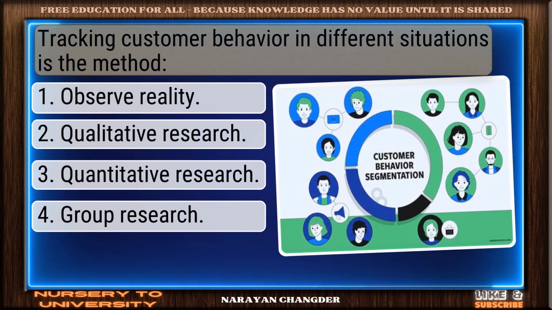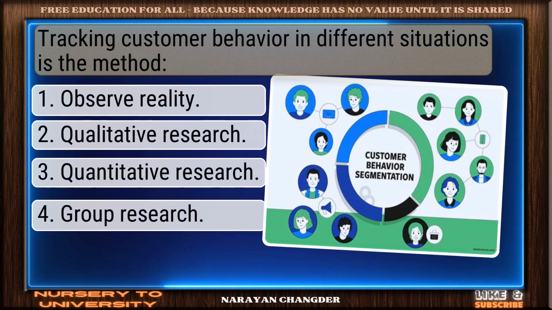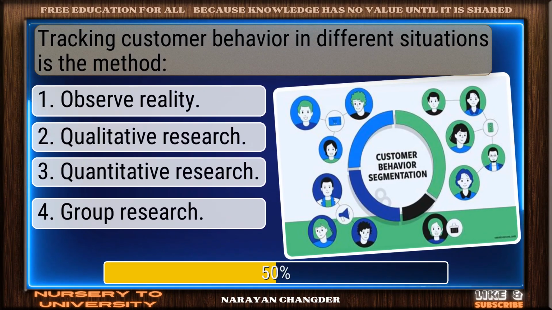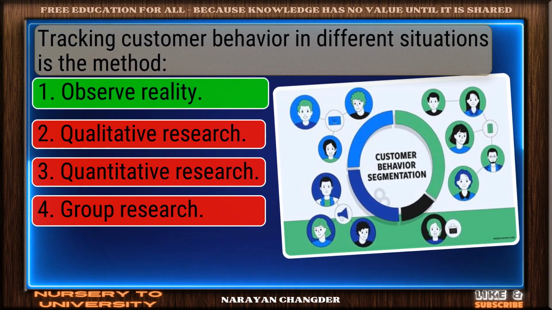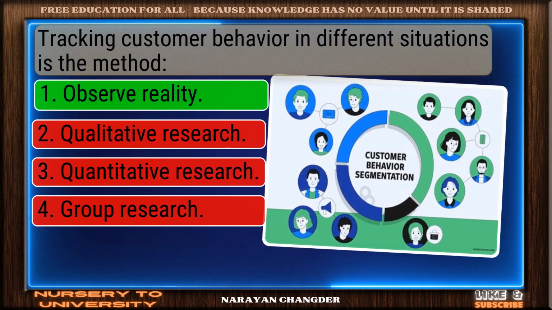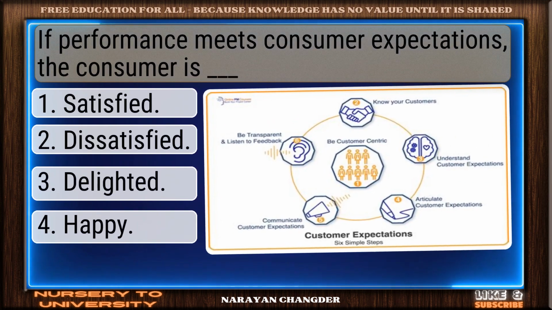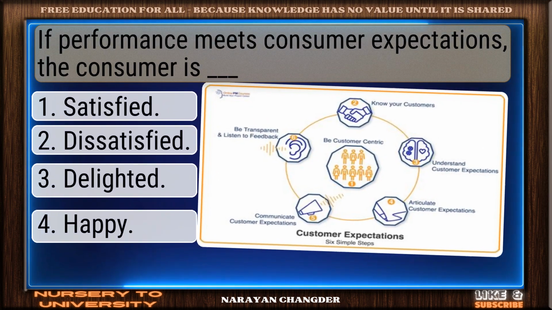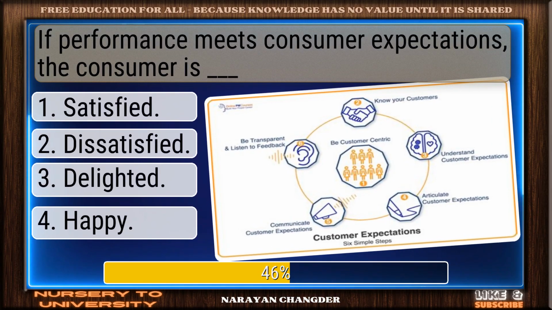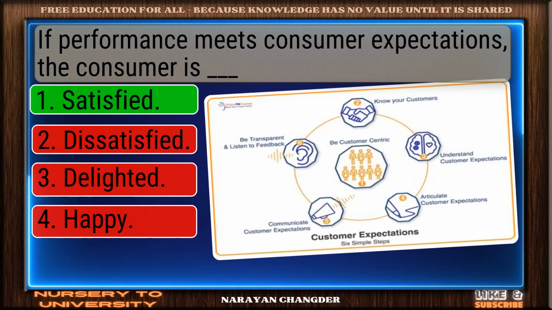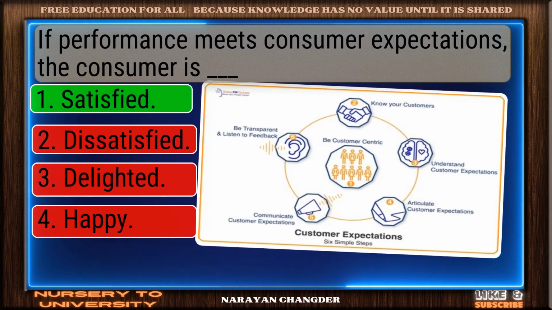Tracking customer behavior in different situations is the method. Nice work. You chose observe reality, and it is correct. If performance meets consumer expectations, the consumer is dash. Strong choice. Satisfied is the right answer.